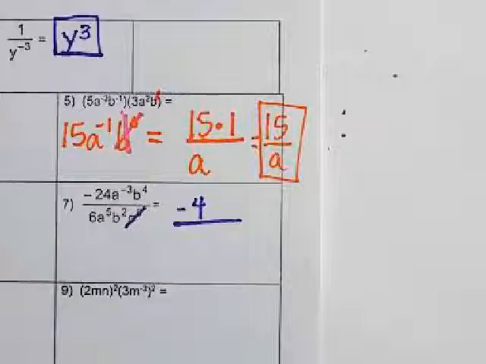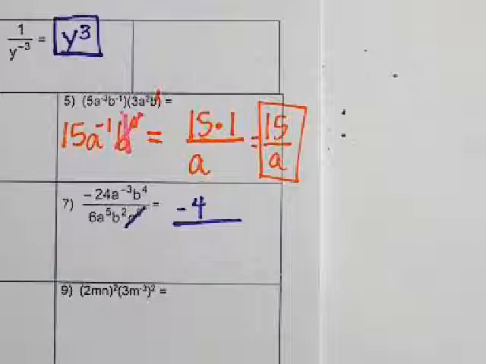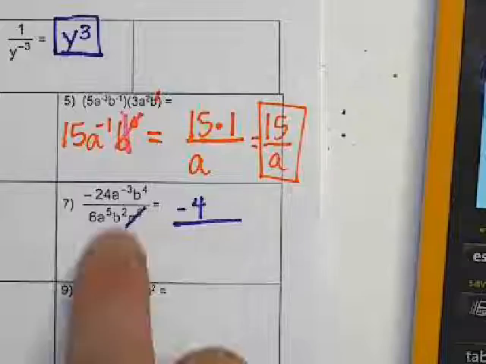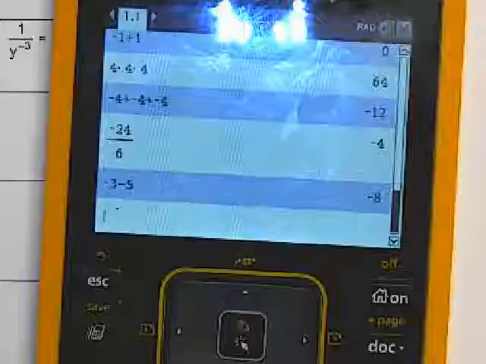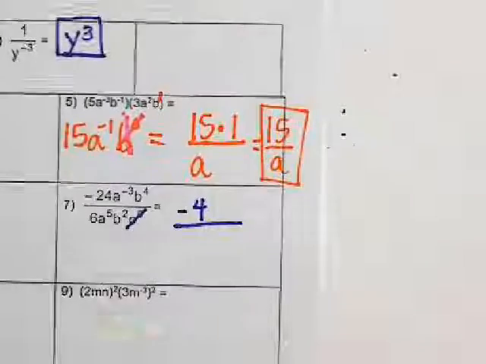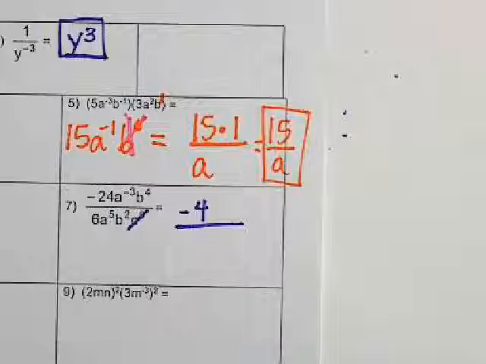Now what do I do? Subtract what? Not variables. The exponent. I know what you mean though. Start with your a's and we're going to subtract the a's exponents. Negative 3 and 5. Negative 3 minus 5 gives me negative 8. So I want you to visualize a to the negative 8th power.